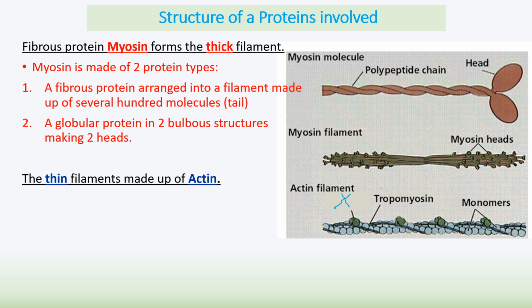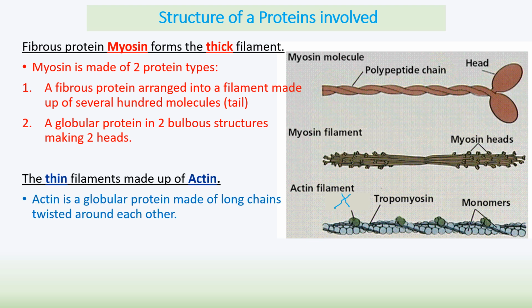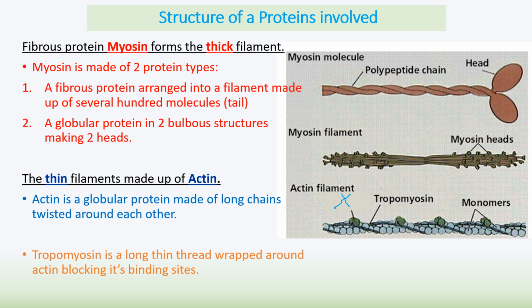The thin filament is made up of actin, and actin is a globular protein made of long chains twisted around each other. So you can see the blue chains at the bottom there. And there is something called tropomyosin, which is a long thin thread wrapped around the actin that blocks its binding sites when we're not contracting the muscle.